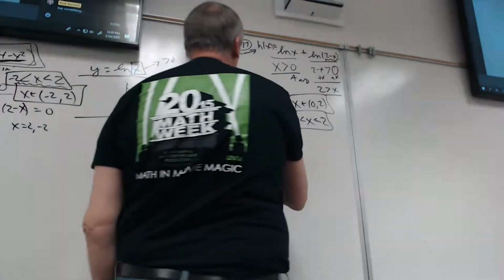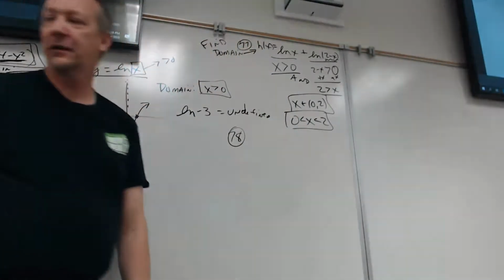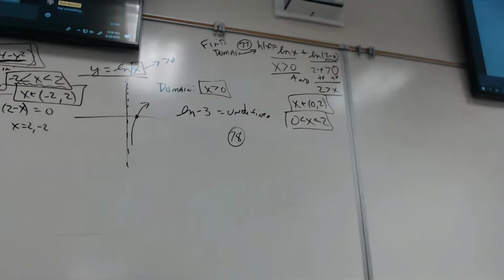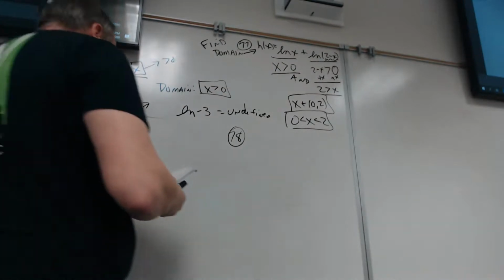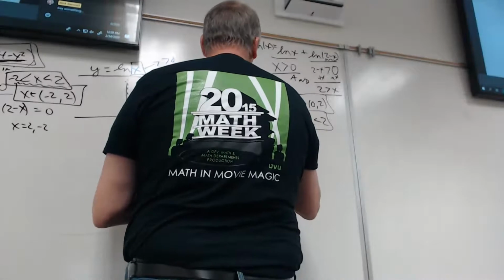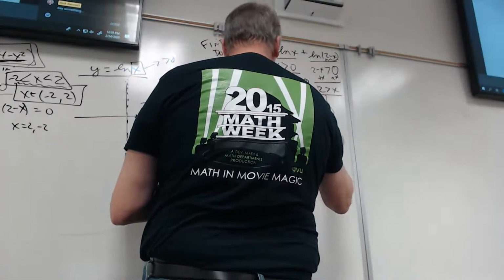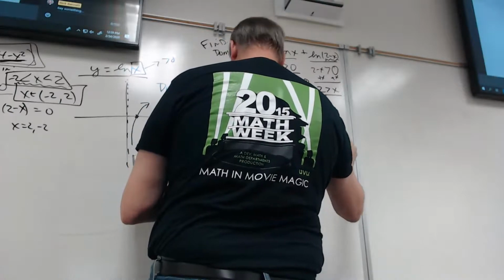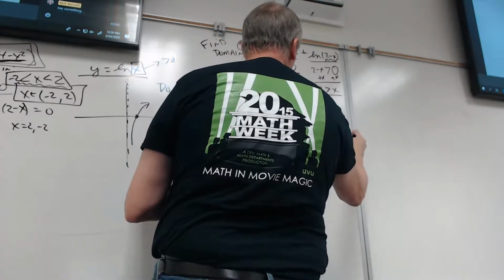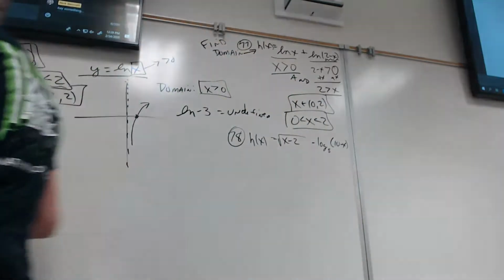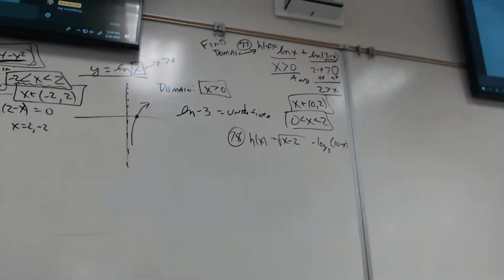All right, now what if we did number 78? Let's see how good you guys are on this one. h of x equals the square root of x minus 2 minus log base 5 of 10 minus x. Tyler, what do you think? I want you to find the domain.